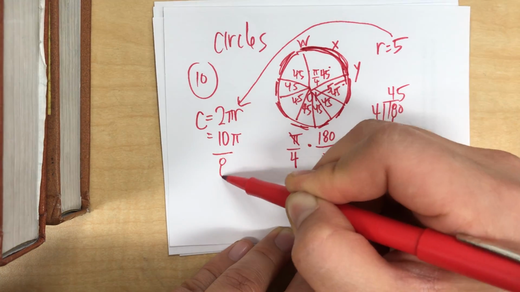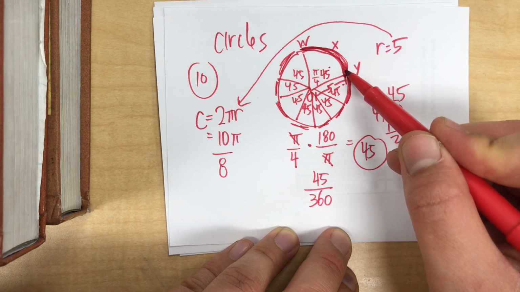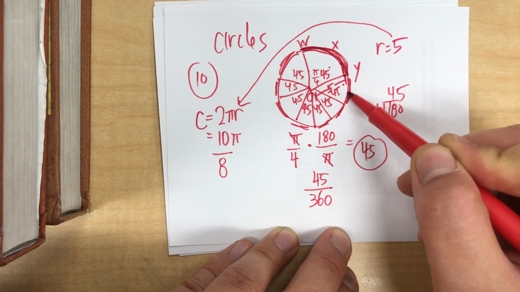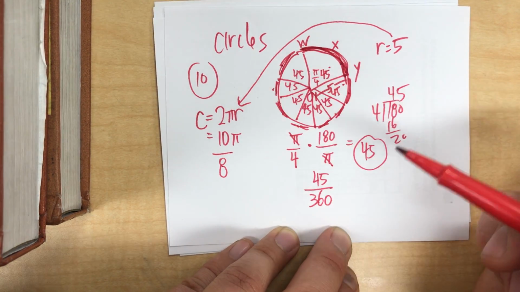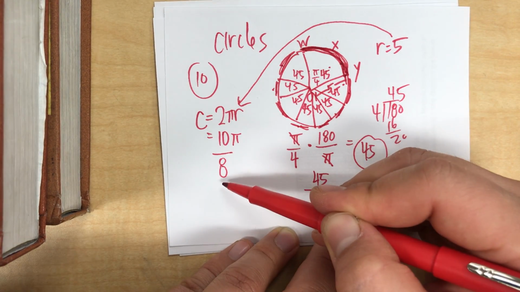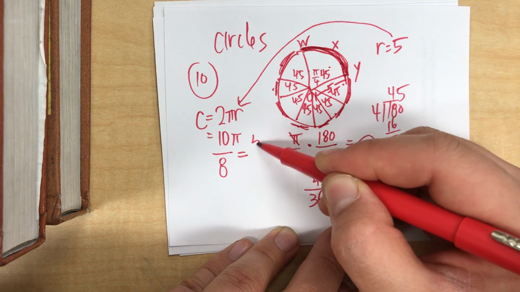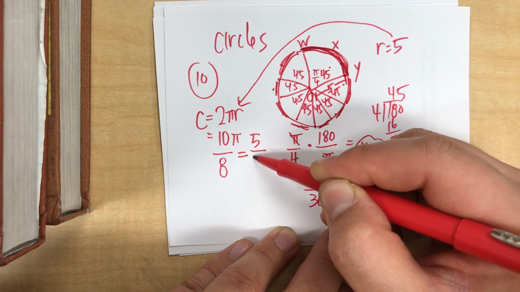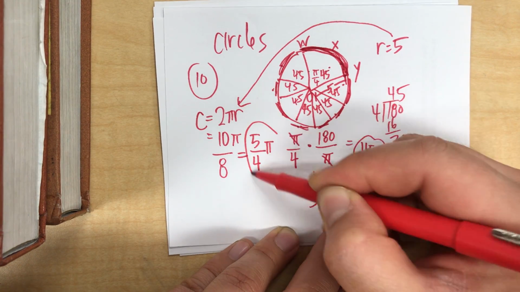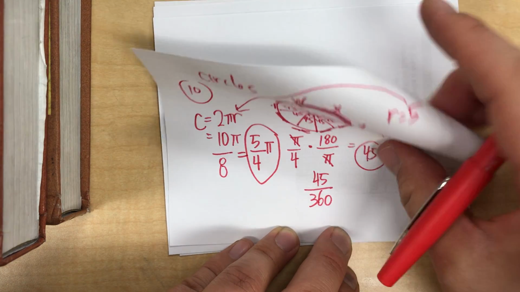So what I do is divide that number by 8, because I just want to know what this piece of crust is, which is 1 out of the 1, 2, 3, 4, 5, 6, 7, 8 pieces. So I'm going to take the total, which is 10 pi, and divide it by 8. If I reduce that, I take a 2 out of there, I get 5 over 4 pi, which is answer C.